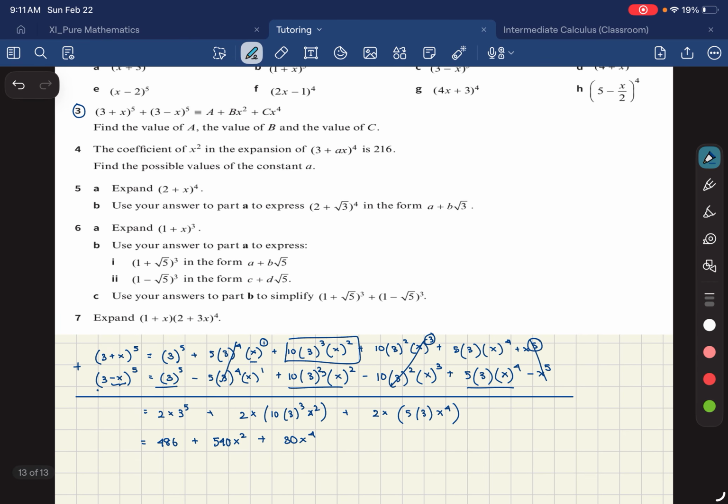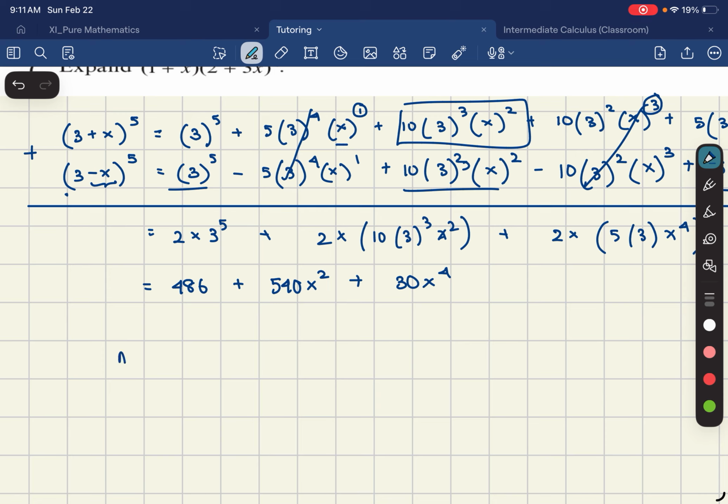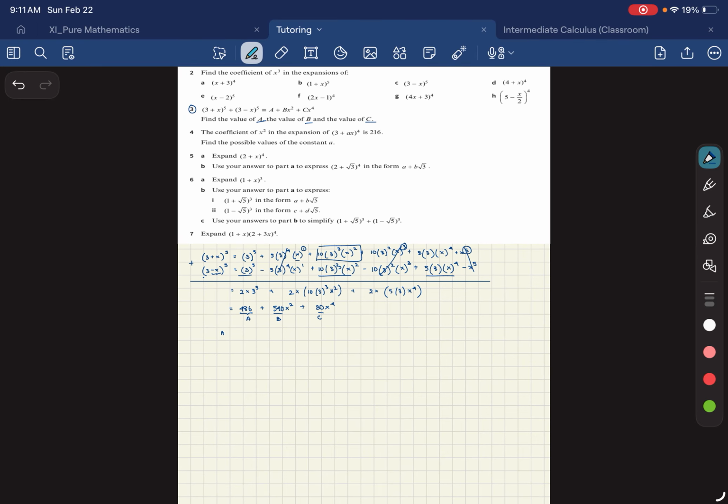And it just asks me to find the value of A, B, and C. So this is A, this is B, and this is C. That is the answer. 540 and C is 30. Yes.